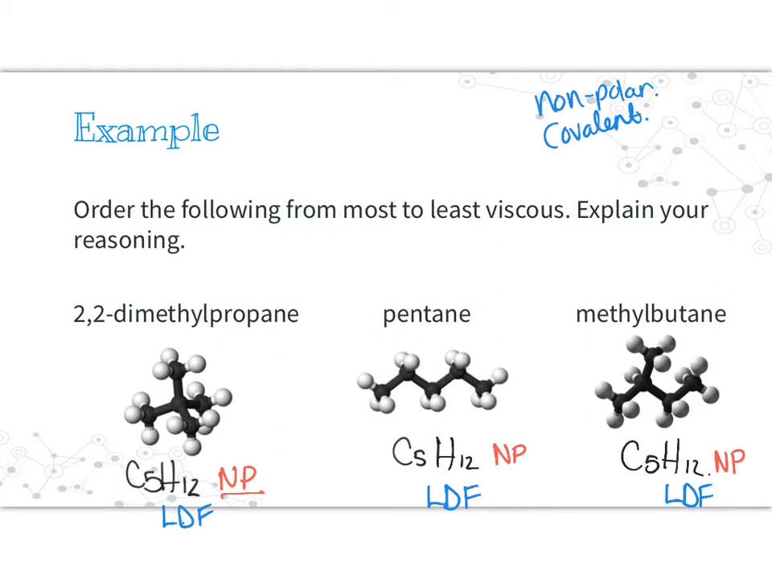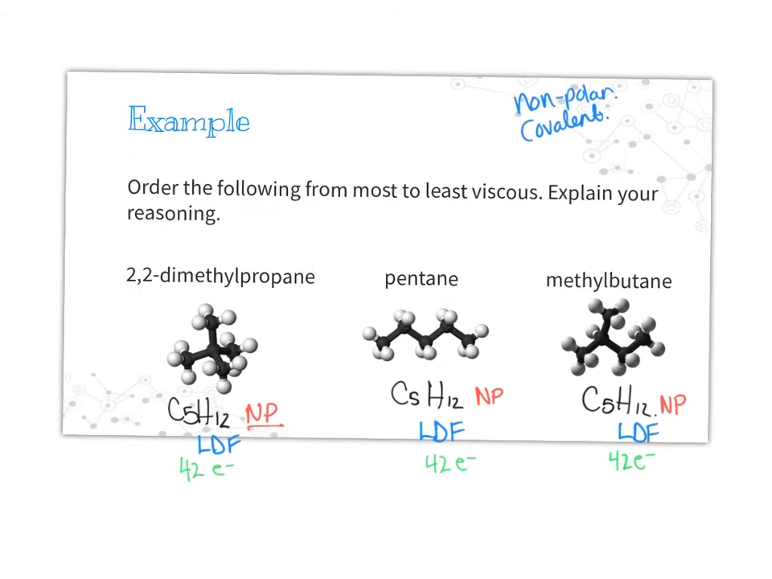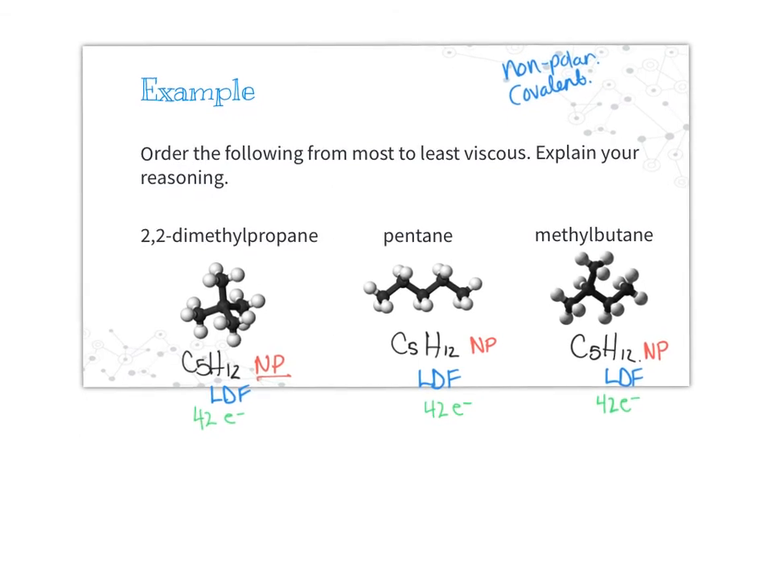So the first thing we want to check is their total electron count. So 5 carbons, each carbon has 6 total electrons. That's 30 plus 12 is 42 electrons total. Now they're all going to have the same number because they have the same formula. Therefore, the last thing that we could check to decide who has the stronger London dispersion forces is their shape. Remember, this is the spaghetti versus macaroni. And so that's why I've put these representations in for you.